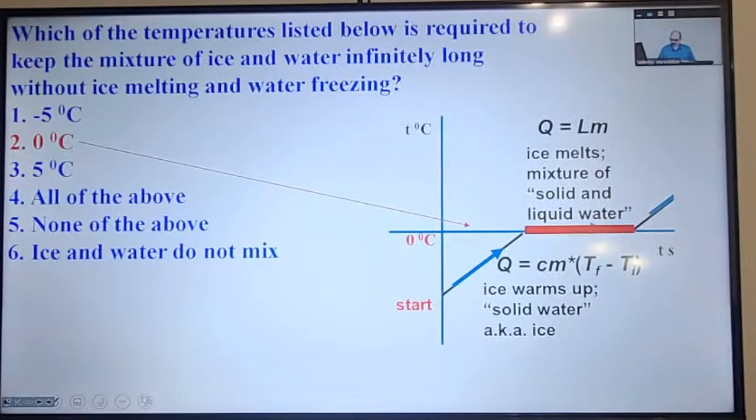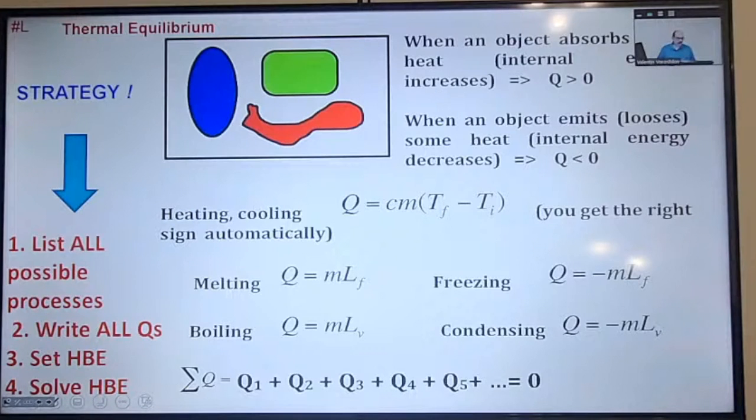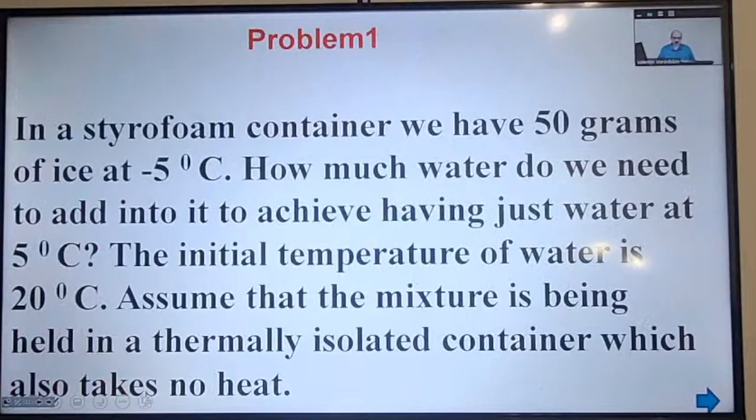And this is another review. The strategy which we have to use to solve any problem in thermal equilibrium starts from analyzing a system, and we know how to calculate the amount of heat for each specific process. So this is an example of a very common situation when you just need to cool down your drink.